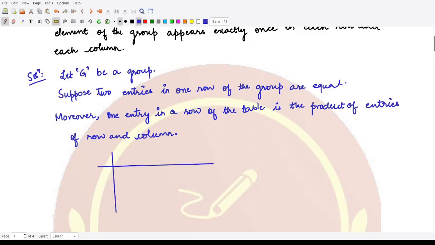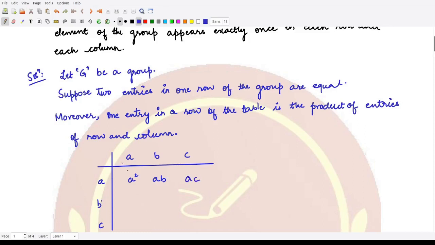Let's construct a group table, right? And let's write three elements within it, say A, B and C. Here also we are writing A, B, C, such that A, B, C are distinct elements. So how would this entry appear? It would be the multiplication of this and this element, correct? So it would be A square. Next would be A into B, so it would be AB, and next would be A into C, so it would be AC.